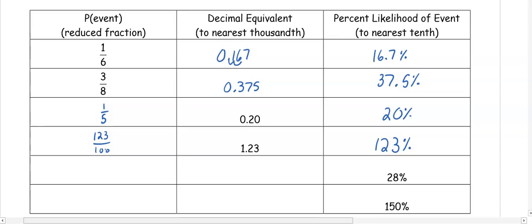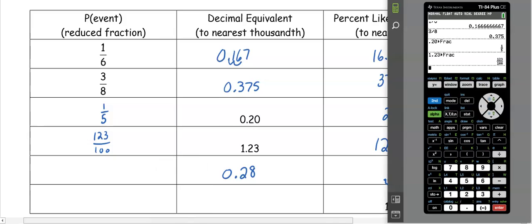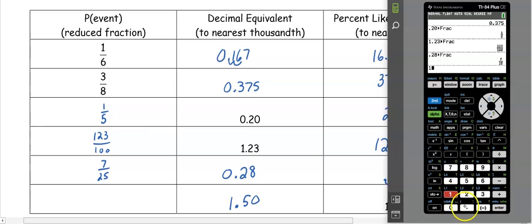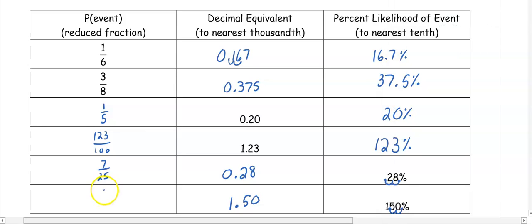When we have our percent, we can turn that into a decimal by taking the decimal and moving it 2 places to the left. So this would be 0.28. To get that as a fraction, we put 0.28, math, enter, enter. So that would be 7 over 25. We also have 150%, which if we move over 2 places, becomes 1.50. In our calculator, 1.50, math, enter, enter, would get us 3 over 2.